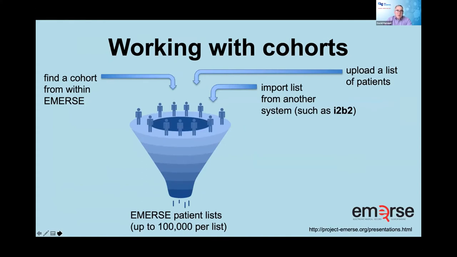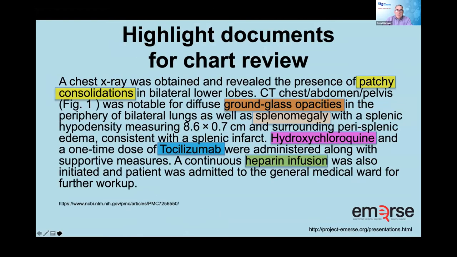You can work with cohorts in many ways with EMERS. So you can find a cohort from within EMERS. You can upload a list of patients. So if you have some list of medical record numbers from some other research system or some other system, you can just upload that list. Or you could even import it from another system like I2B2. And then it gets saved in EMERS as a patient list. You can have as many lists as you want and up to 100,000 patients per list.